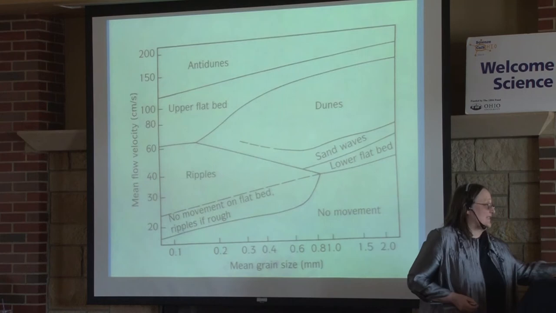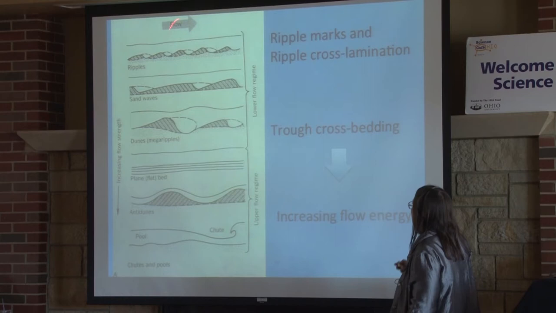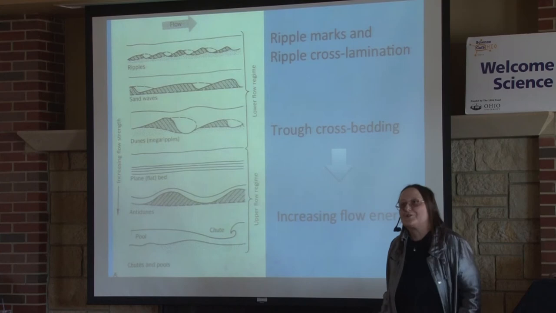So I have this even more simplified for you. And so this is going downward here for increase. You have ripples, and it has the flow unidirectional. And here are what they call mega ripples. These are the trough crossbeds. And you have then more power and more power until the sediment is all over the place and you don't get structures. It's moved somewhere else.